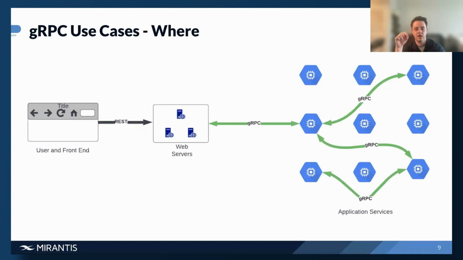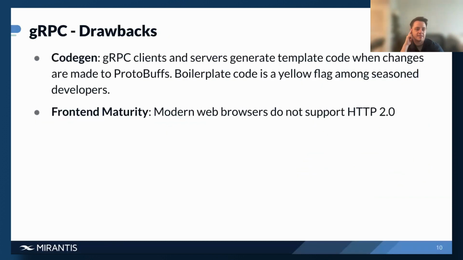We see this used backend to backend because the front end is not really matured yet. The libraries aren't mature. They're not developed yet. Also, modern web browsers don't support HTTP 2.0, which gRPC uses natively. So this is typically where we see it used right now. It may change in the future, but as of now, everywhere we see it used is in backend to backend communication.